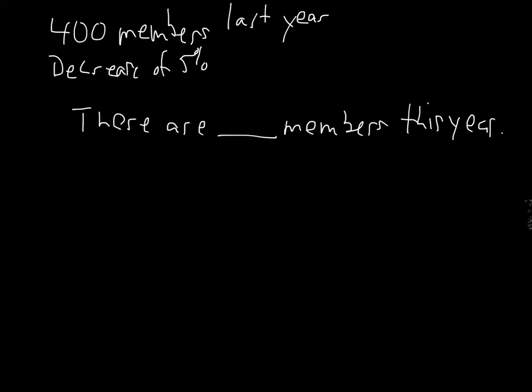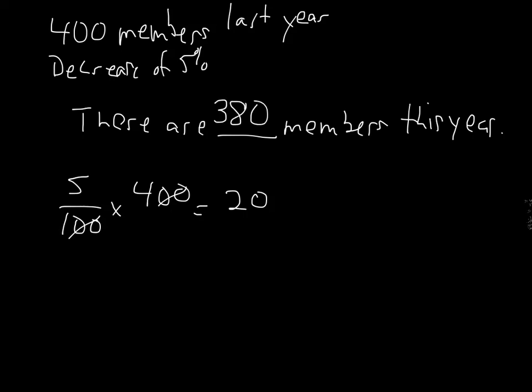Okay, so probably most of what we did is we said 5% is the decrease. How much is that in dollars? Well, 5% of, I'm not in dollars, in numbers of people. And so we can actually cancel out those hundreds, and we get 5 times 4 is 20. So they lost 20 members. So if they had 400 members and they lost 20 members, then there are 380 members this year.